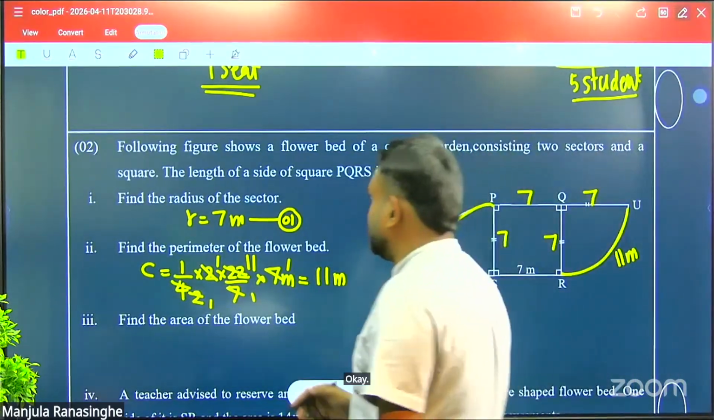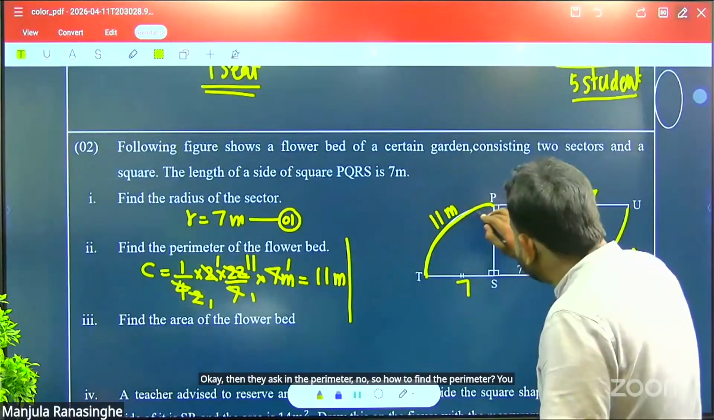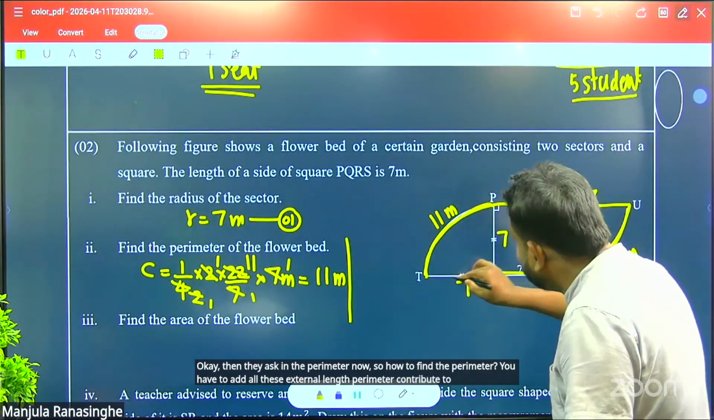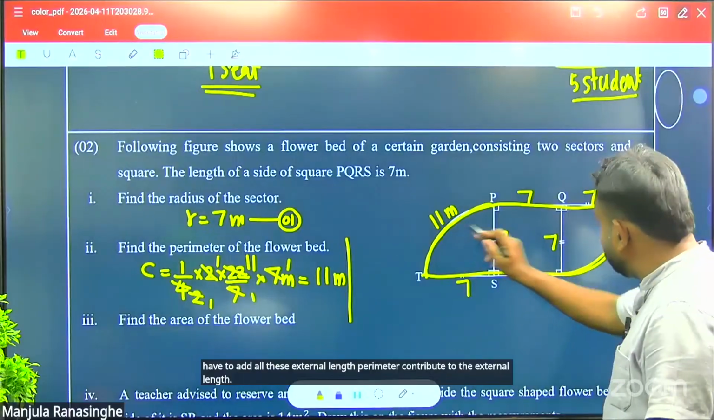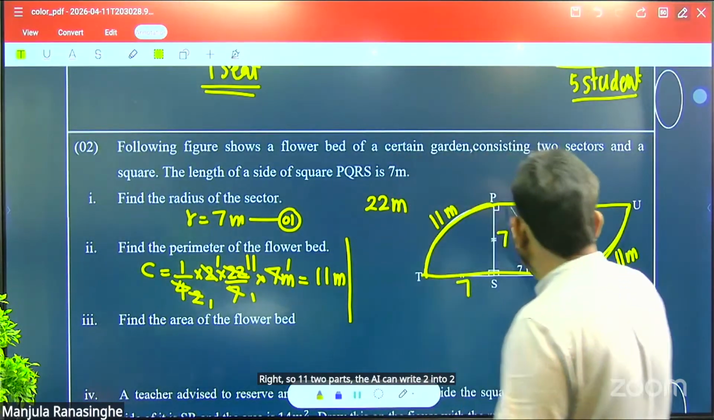Okay, then they ask for the perimeter now. So how to find the perimeter? You have to add all these external lengths. The perimeter contributes to the external length. Right. So 11, two parts there. I can write 22 meters. Okay, then here 7 parts.